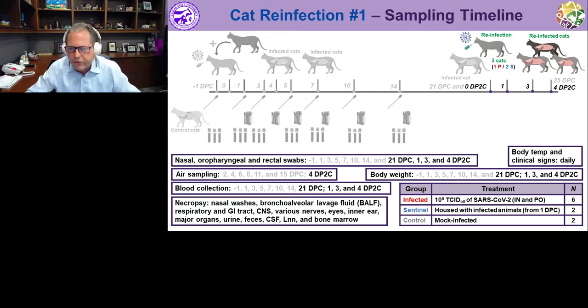On day 21, which is day 0 post-second challenge, we reinfected 3 cats, which were left over from the initial experiment, with 10 to the 6 TCID50 SARS-CoV-2, again intranasal and per os. And then we followed them over 4 days for clinical signs and body weight. We swabbed them on day 0, 1, 3, and 4. We also did air sampling and blood collection, and we did necropsy on day 4 and collected the same tissues we collected previously for the primary infection.